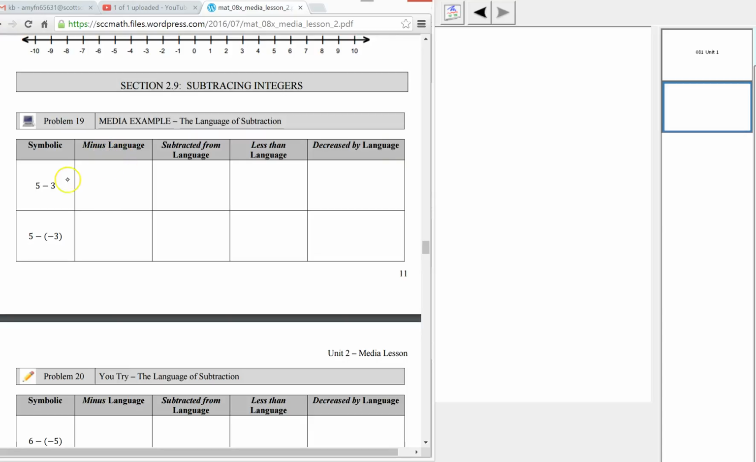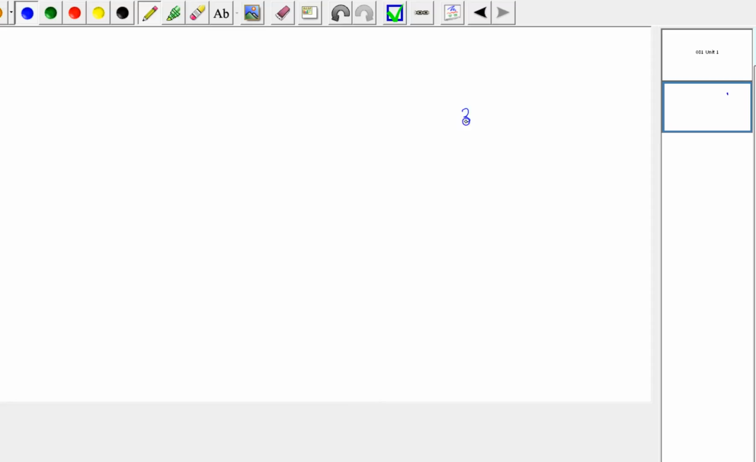So minus language would be 5 minus 3. Subtracted from language, well, subtract 3 from 5. So notice that order is reversed. Less than language, we want to talk about this as 3 less than 5. Okay, and also note 3 less than 5 can easily be confused with 3 is less than 5.